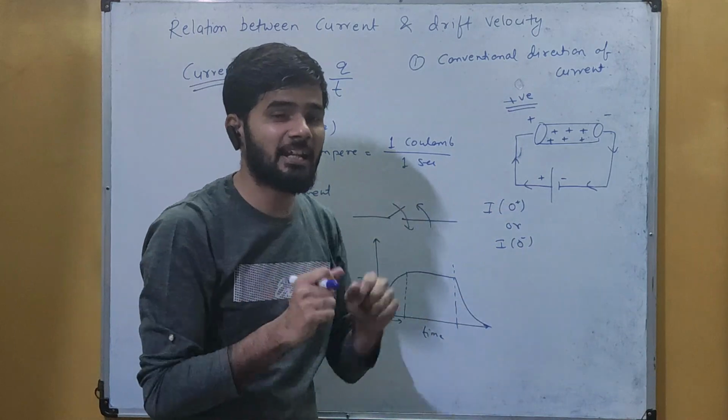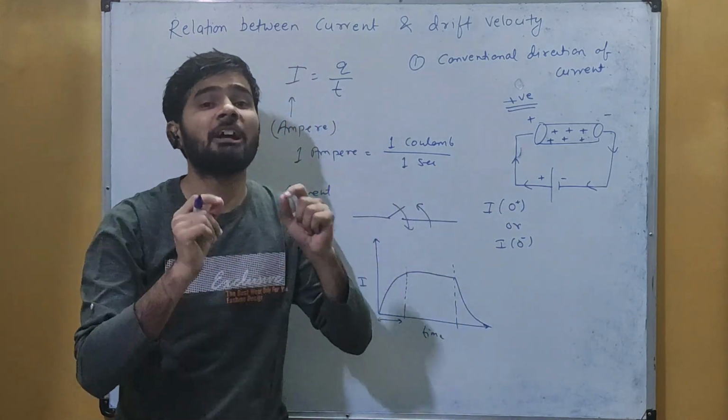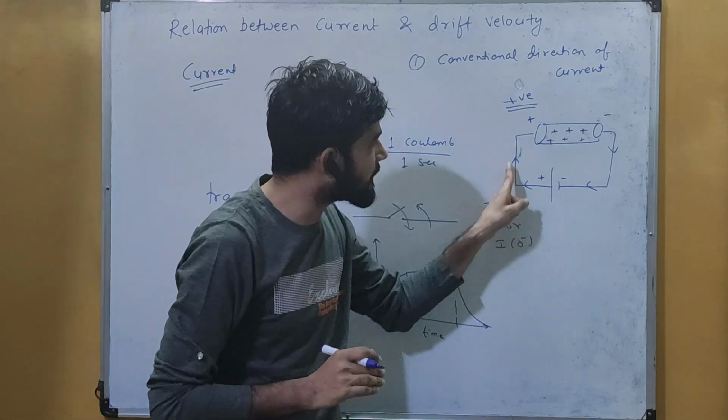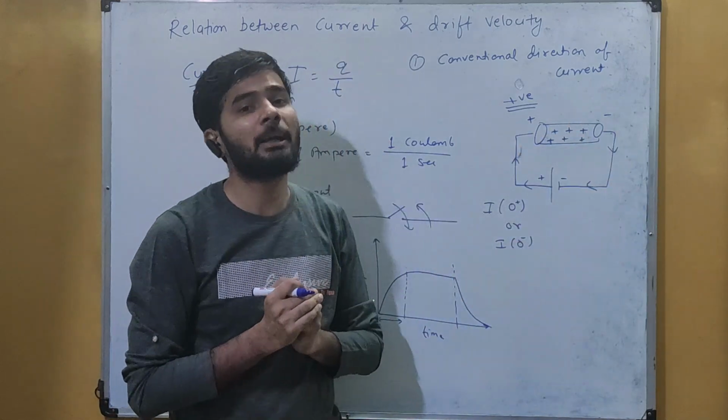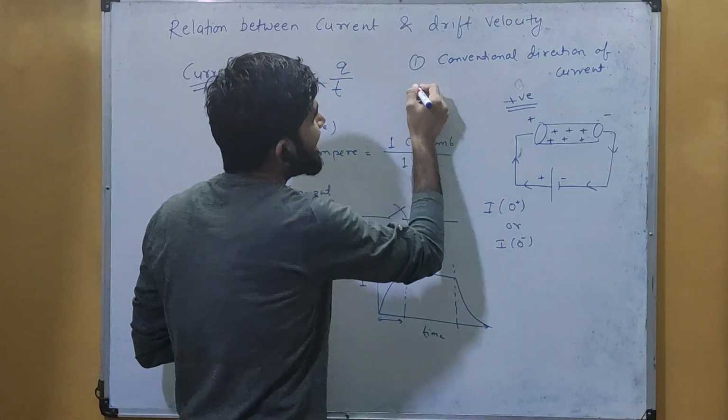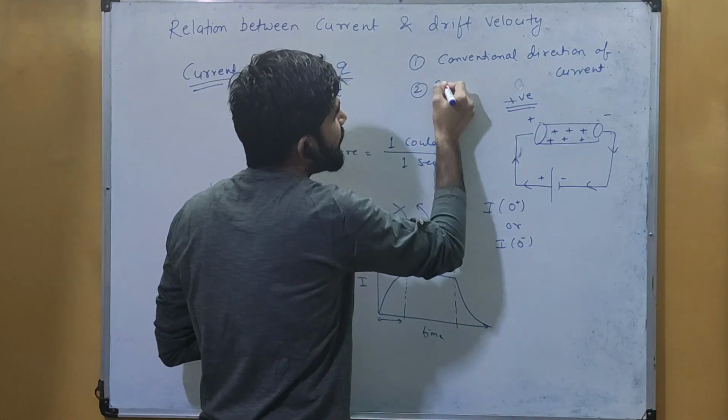You can say it is the direction of current in which positive charges flow, or you can also say this current always flows from the positive side of the battery to the negative side of the battery. This is the conventional direction of current. Now here we have the second type of current direction, that is the electronic direction.